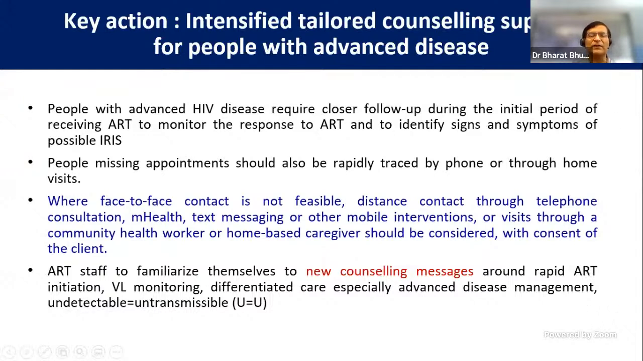So what are the key actions that we need to take when we are managing a patient with advanced disease? These actions are related to intensified, tailored counseling support. People need to be provided additional counseling on the additional drugs they are being provided in addition to ART, like drugs for PCP, fluconazole, and they should also be told that if they miss the treatment, they will be immediately tracked through a phone call or through a home visit.